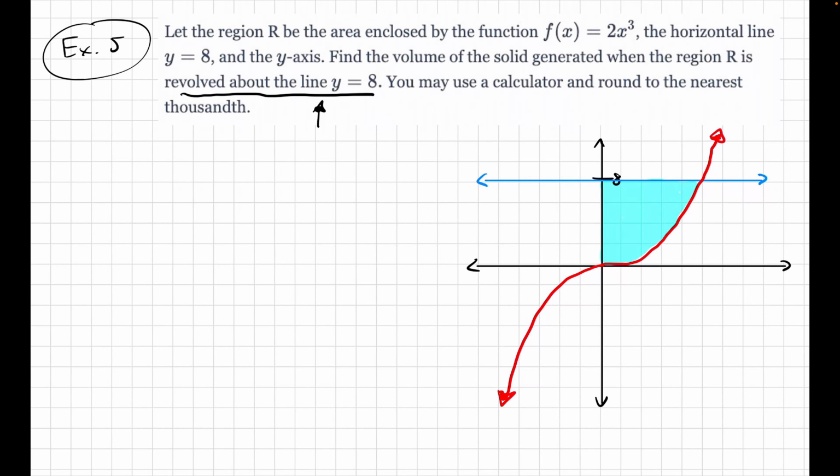Is y equals 8 horizontal, or is y equals 8 vertical? So horizontal. Yeah. This is y equals 8 right here, and this is y equals 2x cubed over here. Okay? If it says y equals, it's horizontal. If it says x equals, it's vertical. So yeah, it's dx.